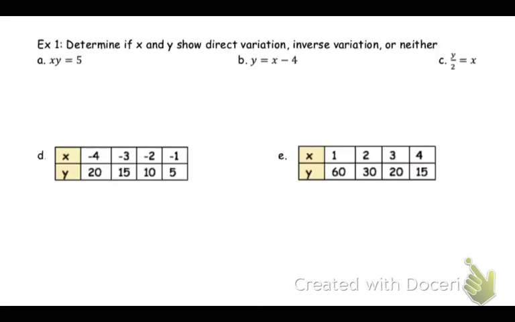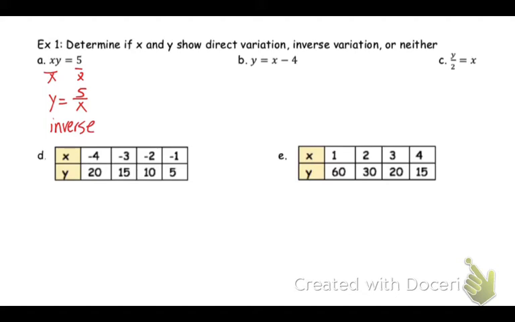So let's look at an example here. We're going to figure out if these relationships are a direct or inverse variation. I think the easiest way to do this is to solve for y. And then from there, we can look and see what our equation looks like and which equation it matches up to. So on this first one, I'm going to divide both sides by x. And if you look, this looks exactly like our inverse variation, where k would be 5, and this would be an inverse variation.